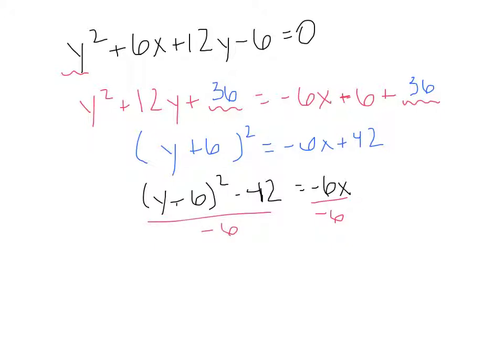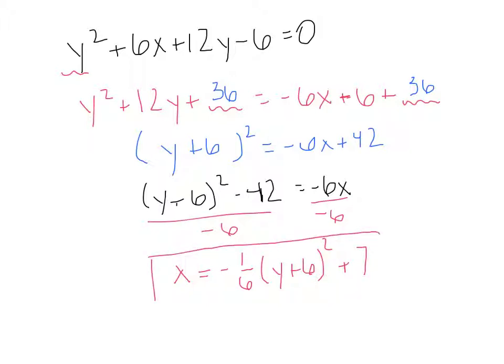And we will end up with an equation that is x equals negative 1/6 y plus 6 all squared plus 7. It's positive 7 because a negative over a negative is a positive. Now that we have this, we can identify the vertex and we can find p and all of that awesome stuff to find our graph. So in this case, the vertex is going to be h, k, which is 7, negative 6.